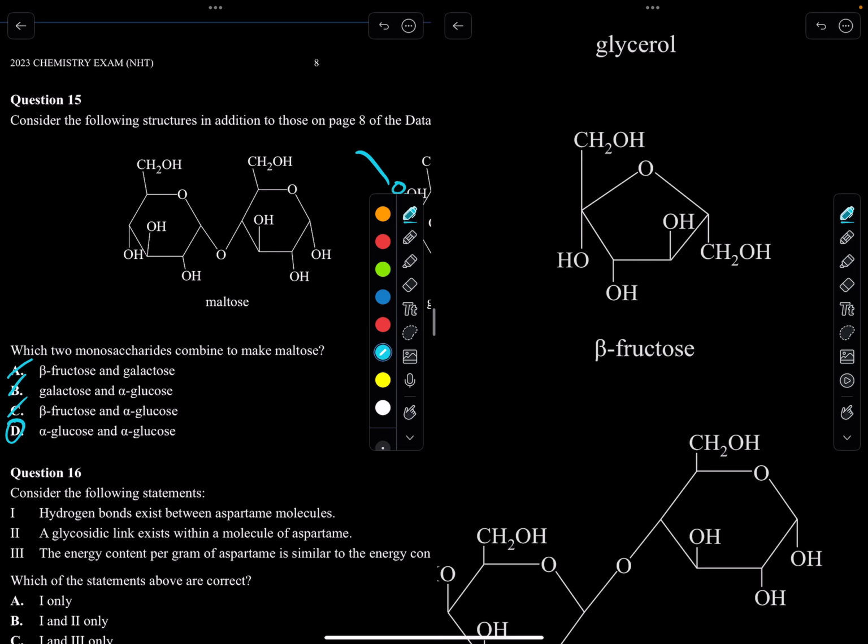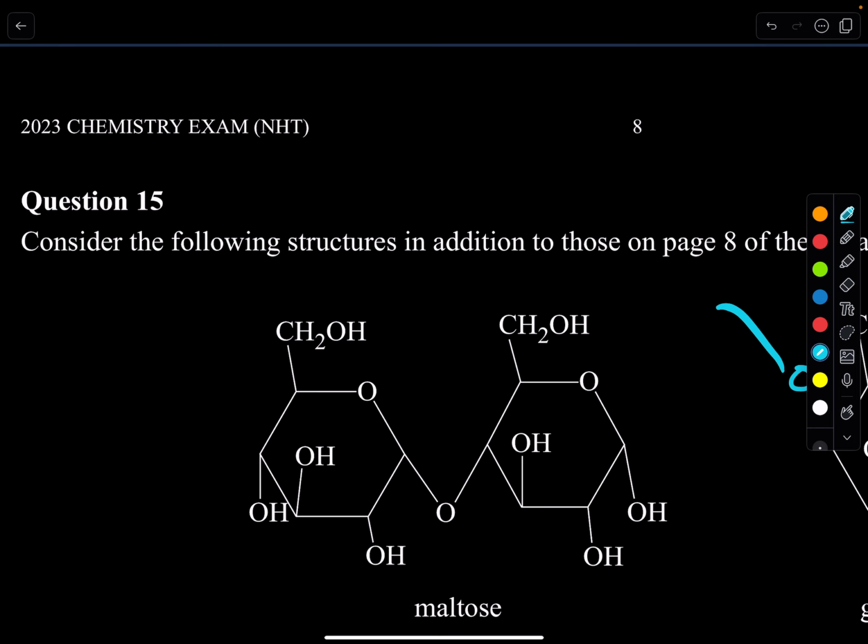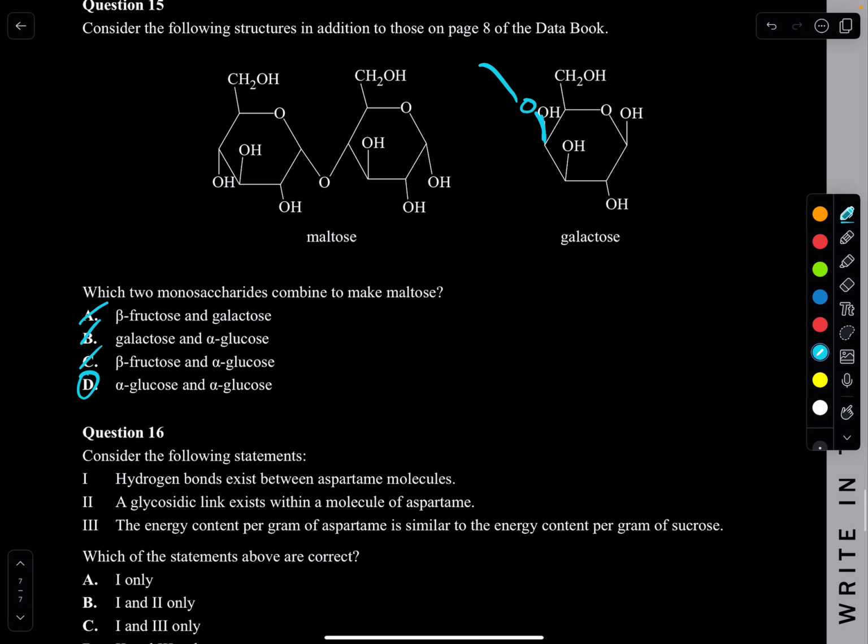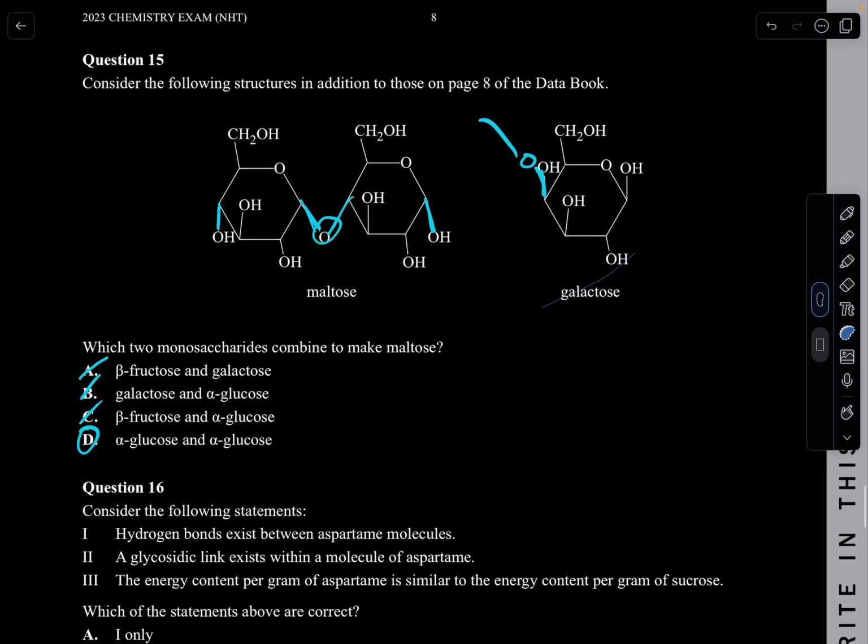So it has to be D. Alpha glucose and alpha glucose? Well, let's check. So we know if they're both alpha glucose, let's check. So this one's at the bottom. Okay, this one's at the bottom too, because it's pushed down at the bottom. Also, this is at the bottom. So this one's also bottom, and that's why they create this nice O. Yes, it looks like D is your right answer. Beautiful.